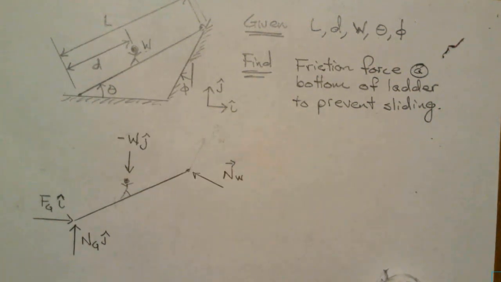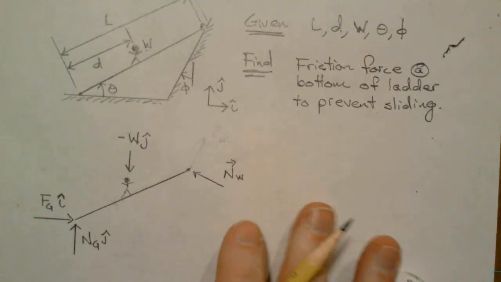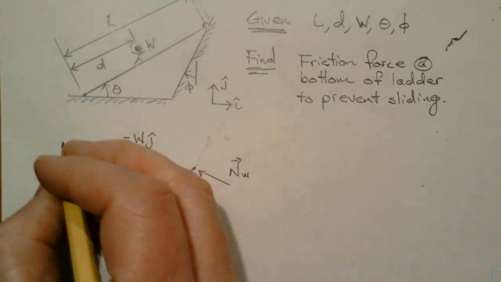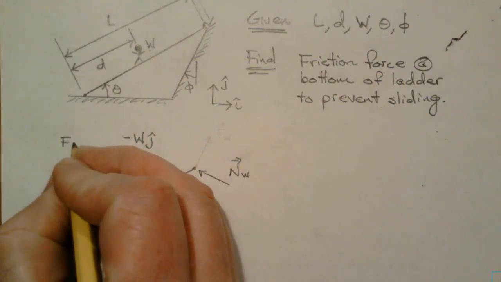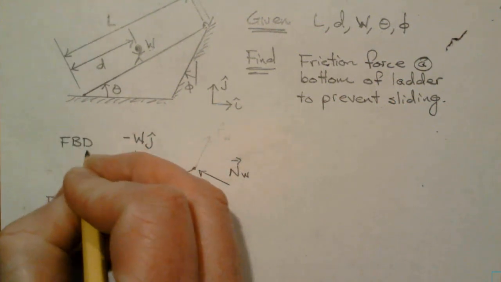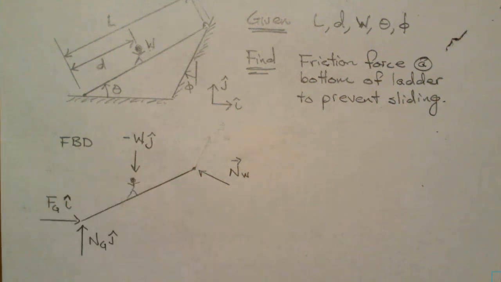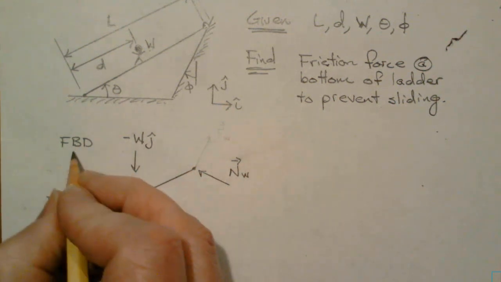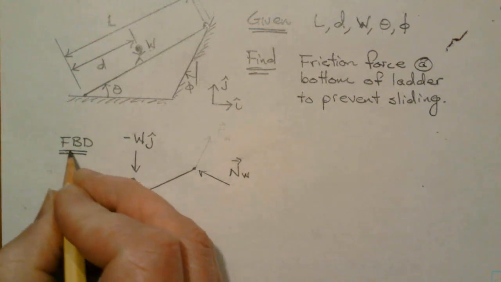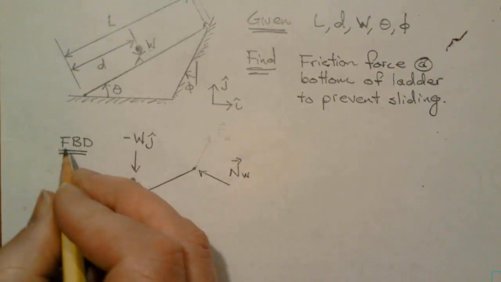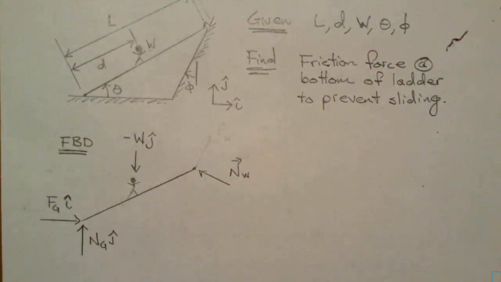Any other forces? Remember, forces are things that are pushing and pulling on the body. In this case, the body is the ladder with the construction worker on it. Let me just add a couple things. This is a free body diagram, so let's label it as such. We'll have other diagrams in this class, so we want to label our diagrams. So free body diagrams can be labeled FBD, which is the abbreviation for free body diagram.